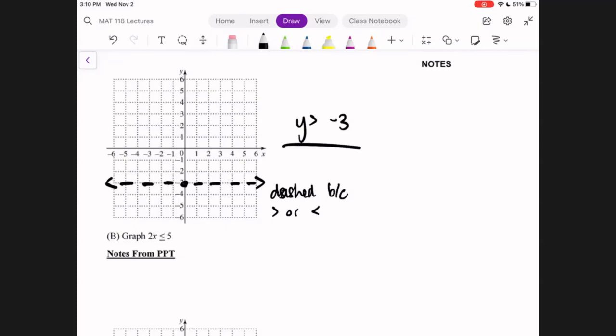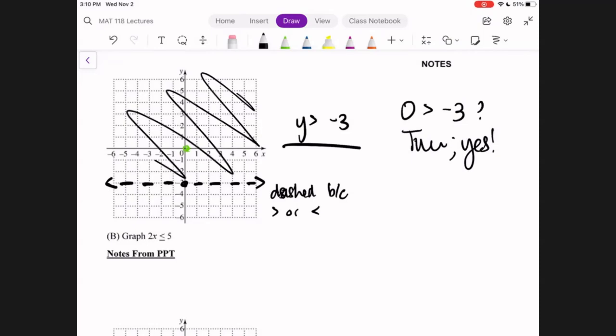So I'm just going to pick a test point. I'm going to pick the origin here. I plug in the origin. There's no x, so I just plug in the y value as 0. So is 0 greater than -3? Is this true? Yes. So then I'm going to shade above, okay? You shade where the test point is.